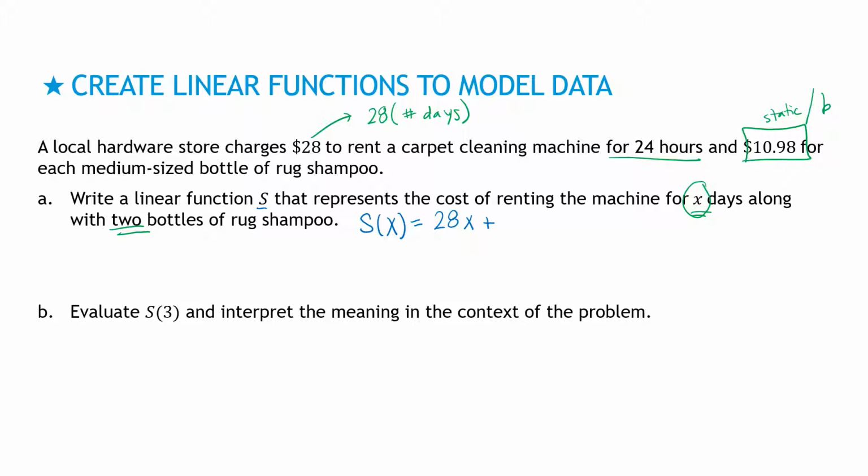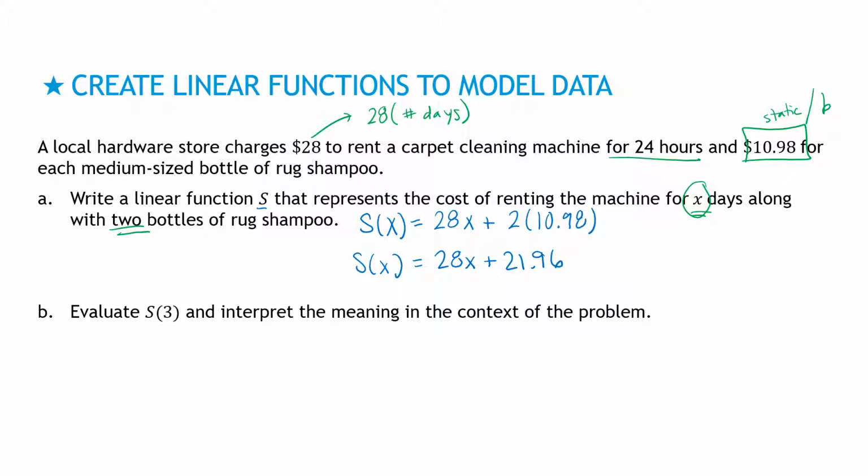So you could write 2 times 10.98, but you always want to make sure that you end up simplifying. So my final answer would be 21.96, which is just 2 times 10.98. So that's my function, and notice in my function I don't have any dollar signs because we don't need that. It just confuses things in our function notation.